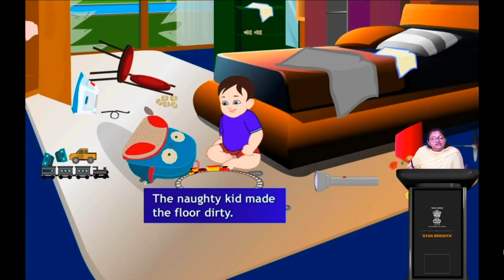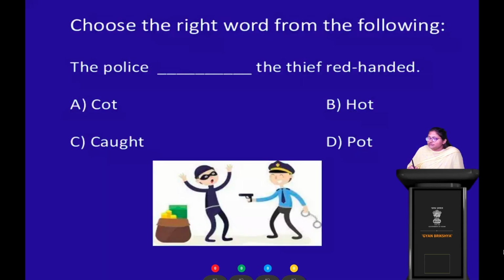Now let's take up this particular question. Choose the right word from the following. The police dash the thief red-handed. This is the sentence in front of you, and there is a blank in the sentence. There are 4 options given to you, and you have to select the appropriate option for the blank.